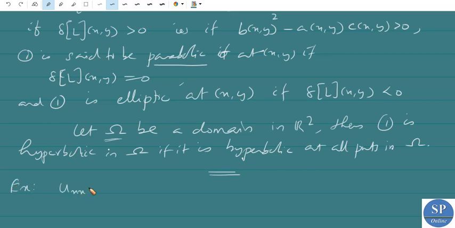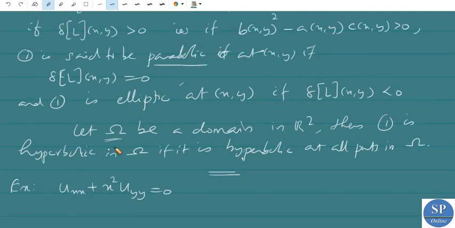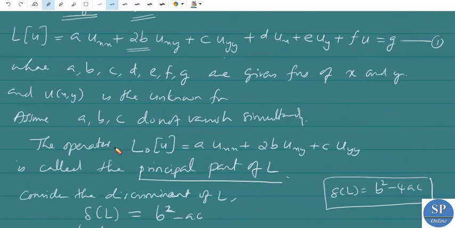Classify this PDE: uxx plus x square uyy equal to 0. Comparing this with our equation, this is the standard form: a into uxx, 2b into uxy, c into uyy. To classify a differential equation, we need only the coefficients of the second order partial derivatives, that is, only a, b, and c. So the classification is independent of d, e, f, and g. That means we need only the principal part of L to classify the given differential equation.